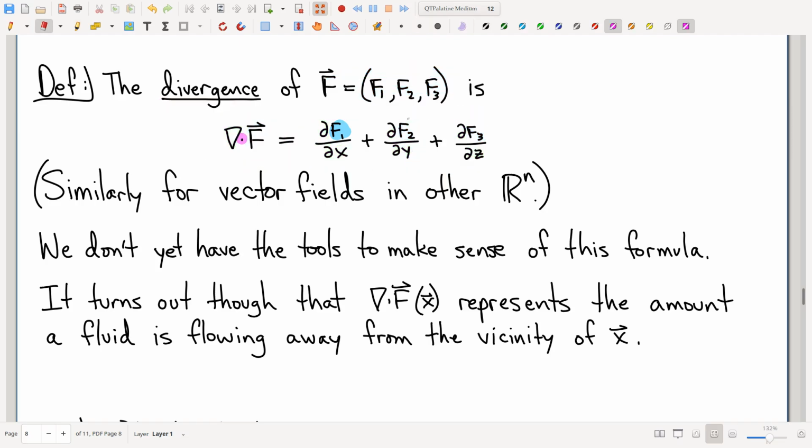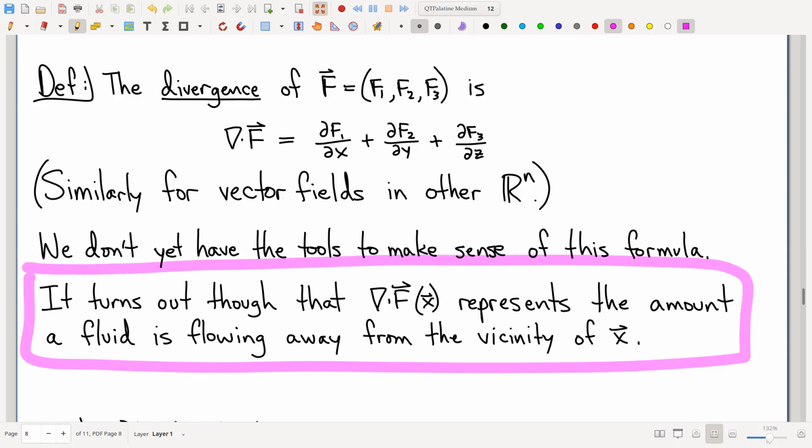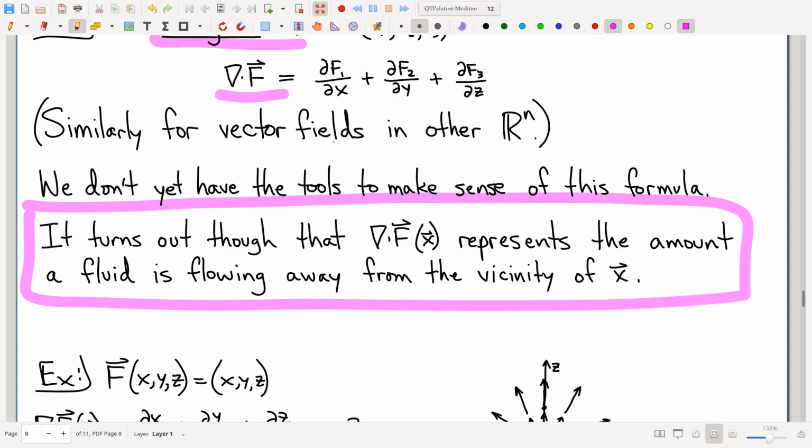Okay, so what is this thing? What's the geometric interpretation of this? And again, we don't have the tools yet, so I'm just going to make an assertion and hope you believe me. And here it is. This is what divergence represents. Divergence, aka that notation, is, roughly speaking, to what extent is the fluid flowing outward away from the vicinity where you're evaluating that divergence?